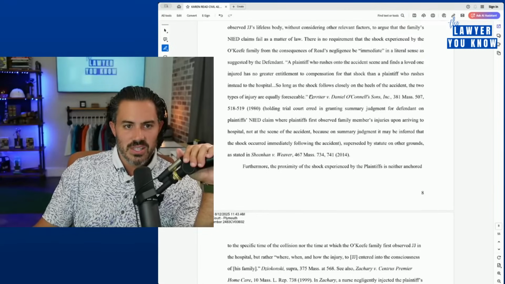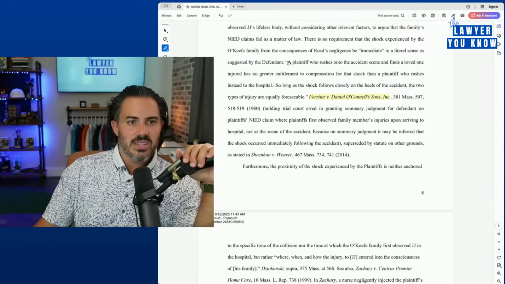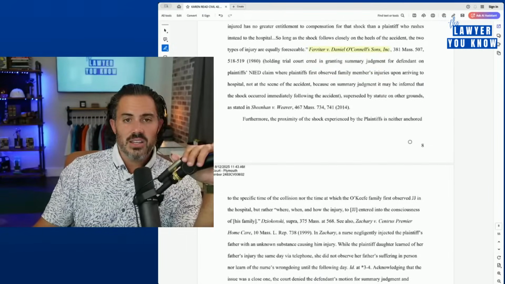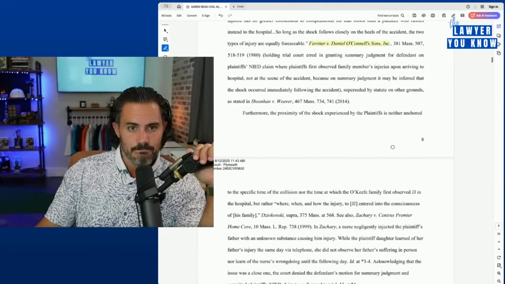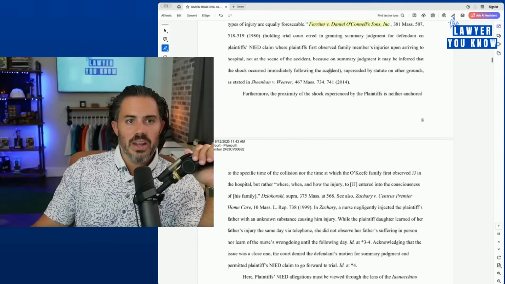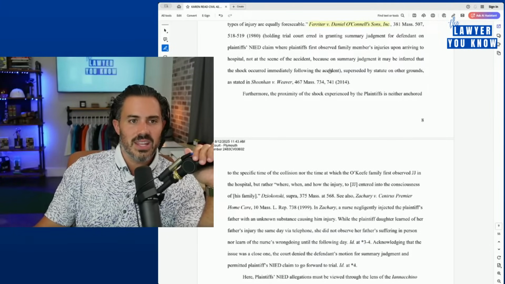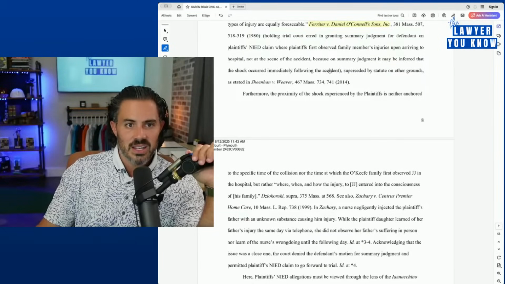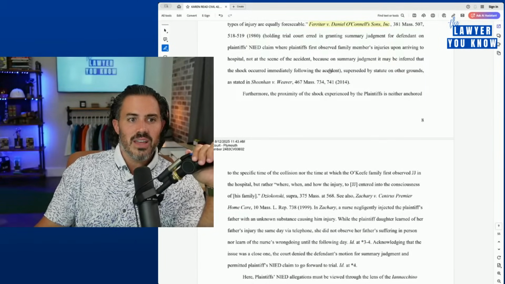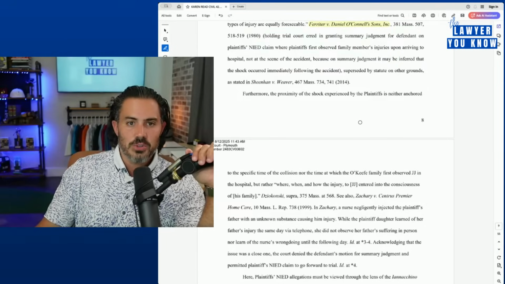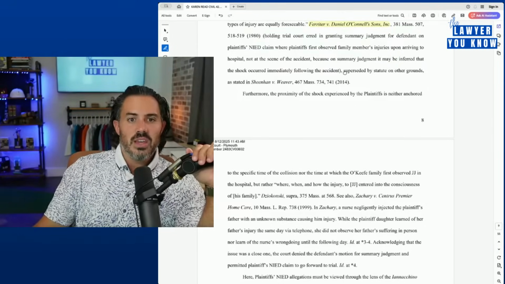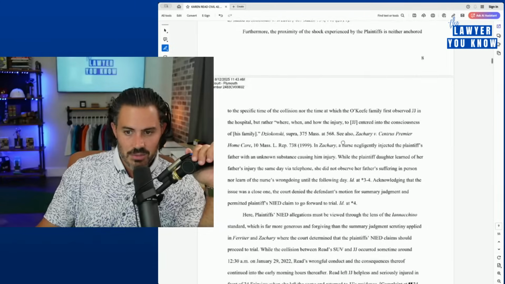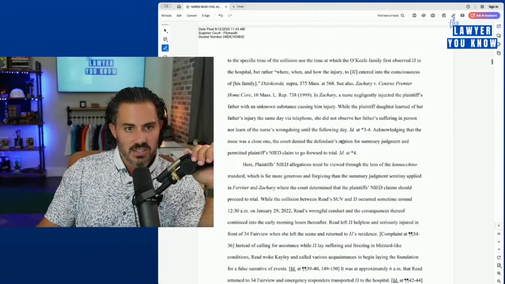Now, I did not read this entire case. I'd like to, because again, I do not think that generally, if you rush to the hospital to see a dead loved one, that you would have an NEID claim, personally. Holding that the trial court erred in granting summary judgment for the defendants on the plaintiff's NEID claim, where plaintiffs first observed the family member's injuries upon arriving at the hospital, not at the scene of the accident, because on summary judgment, it may be inferred that the shock occurred immediately following the accident, superseded by statute on other grounds. Okay, so again, this is the shock occurred immediately following the accident. That's something I think is distinguishable from this case.